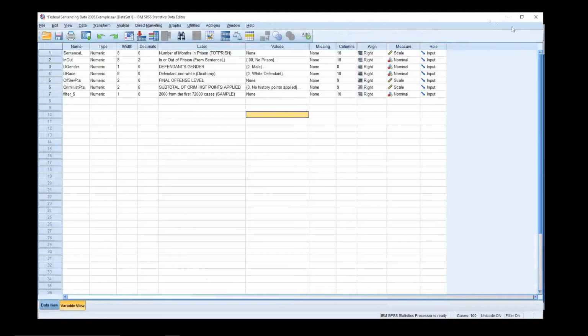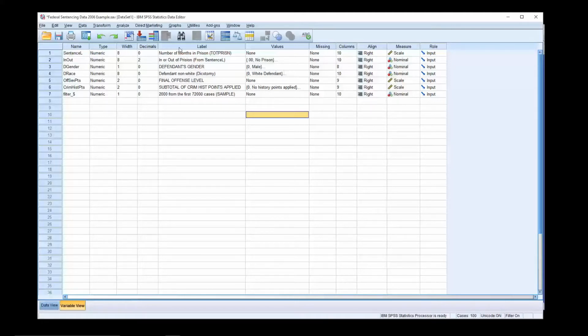So let's proceed forward. We've talked about what our variables look like and how they're defined. Let's start walking through some very basic analysis. My primary investigation question or hypothesis today is, how does gender impact sentence length and the in-out decision?